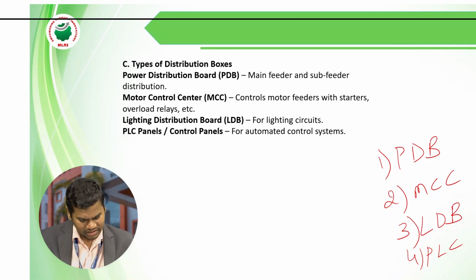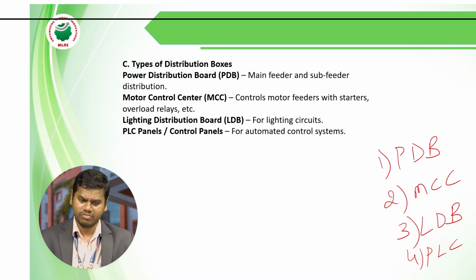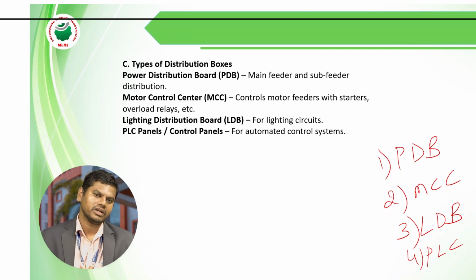Again, there are four types of distribution boxes. The first one is PDB, power distribution board, the second is MCC, motor control center, the third is LDB, lighting distribution board, and the last one is the PLC controlling board. PLC is programmable logic controller.